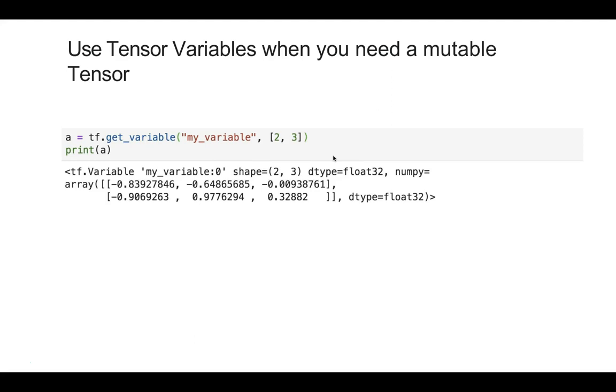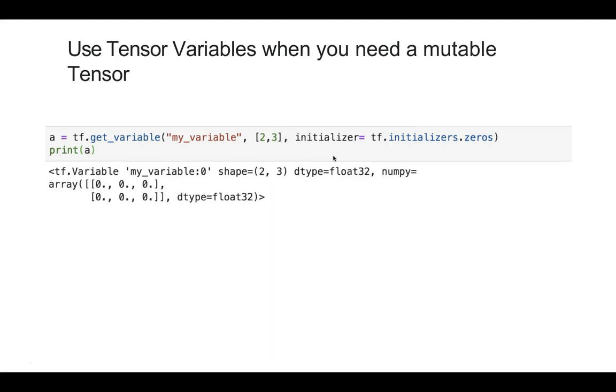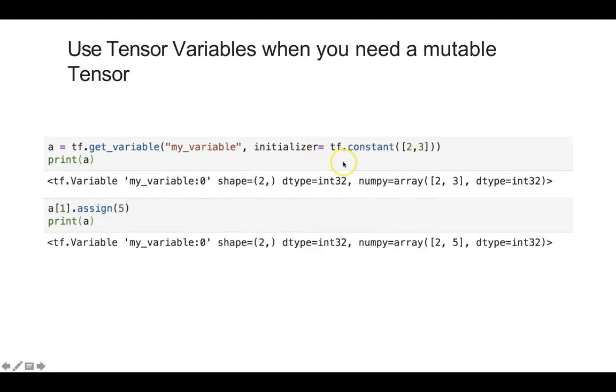So to create variables we use tf.get_variable. Here I am creating a variable of 2 by 3, 2 rows and 3 columns, and I am giving it a name, my variable. So it is randomly initializing it basically. I can also specify an initializer, the same thing, but with the initializer being zeros, tf.initializers.zeros. So here we see we have 2 rows, 3 columns, all zeros. And also we can initialize using constants, constants that consist of 2 and 3. In this case, since this is a variable, I can change its values. So here it was 2, 3. Now I have updated the second number, because TensorFlow is 0 indexed. I have updated the second number to 5, as you can see.